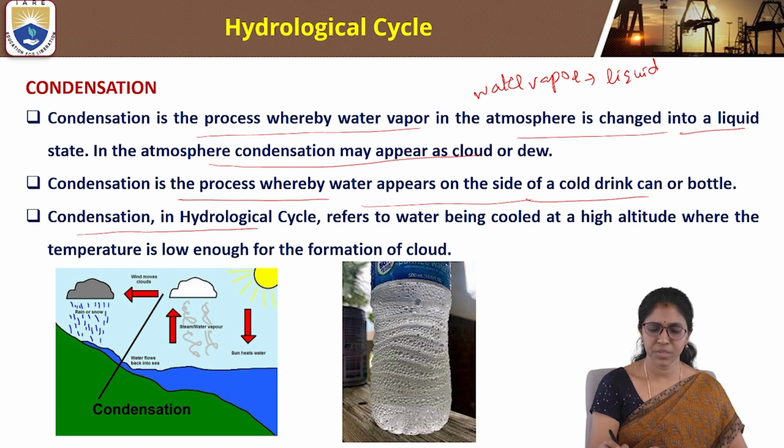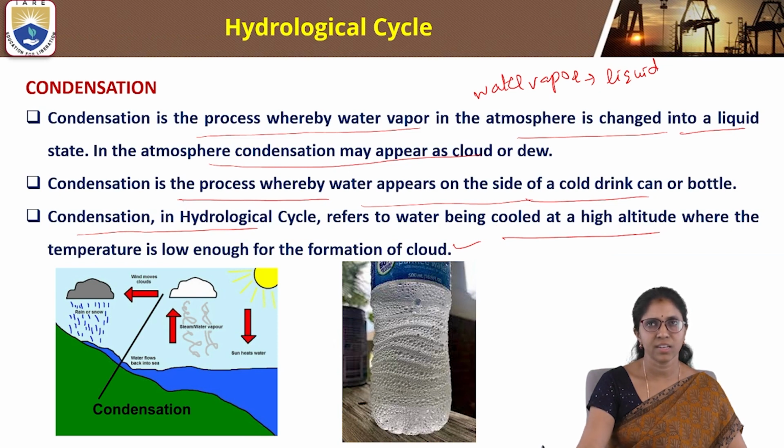It refers to water being cooled at high altitude, where the temperature is low enough for the formation of cloud. In this condensation, the water vapor is changed into liquid. In the atmosphere, condensation may appear as cloud or dew, so water vapor is converted into cloud or dew.